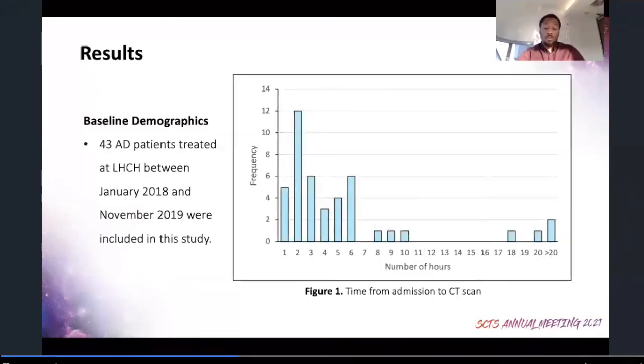Here are some of our results. 43 patients were treated for AD at LHCH between January 2018 and November 2019. We found that 2 hours was the most common time taken for patients to receive a CT scan. In line with our KQIs, only about 60% of patients were diagnosed in the recommended time.